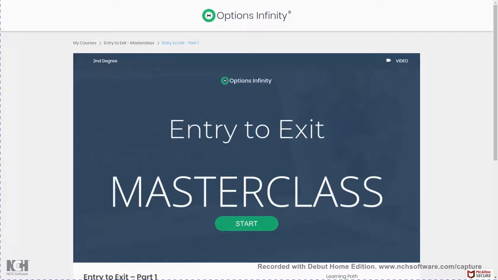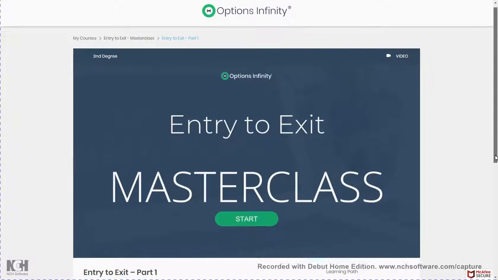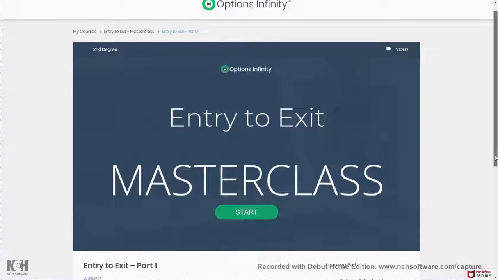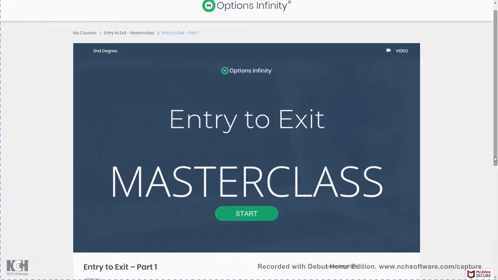There are 3 tools or principles that I've used throughout my 35-plus year career. I've honed these down to what I believe is the best system or strategy that can be used in any market. The 3 principles are the regression channel, the measured moves, and the Fibonacci extensions.